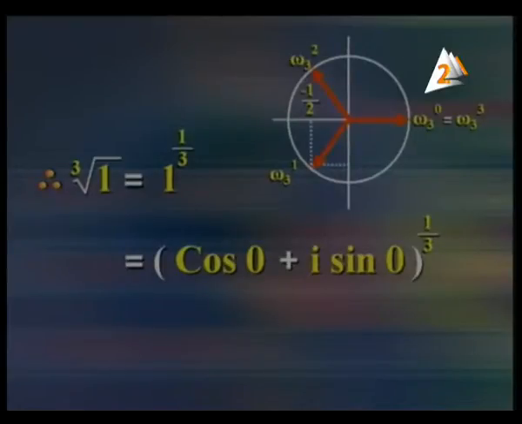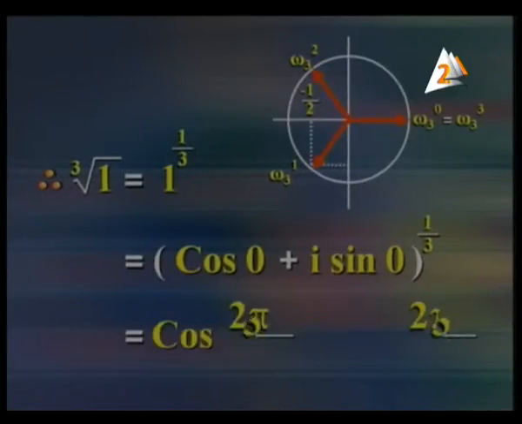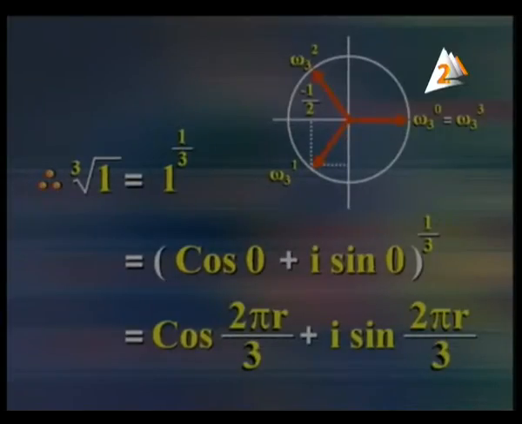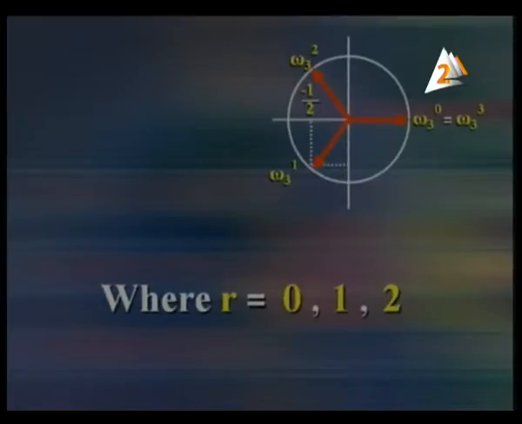Look at 1 to the power one third. 1 is cosine 0 plus i sin 0. Remember, 1 equals, in trigonometric form, cosine 0 plus i sin 0. Then 1 to the power one third equals cosine 0 plus i sin 0 to the power one third, which equals cosine 2πr over 3 plus i sin 2πr over 3, where r equals 0, 1, 2. Remember, power third, then r equals 0, 1, 2.